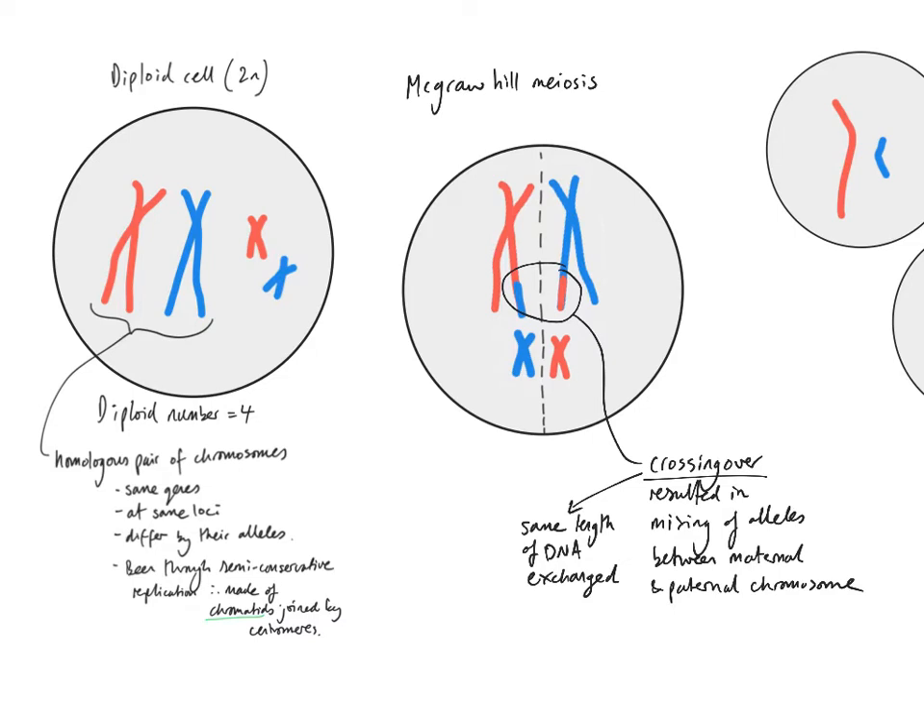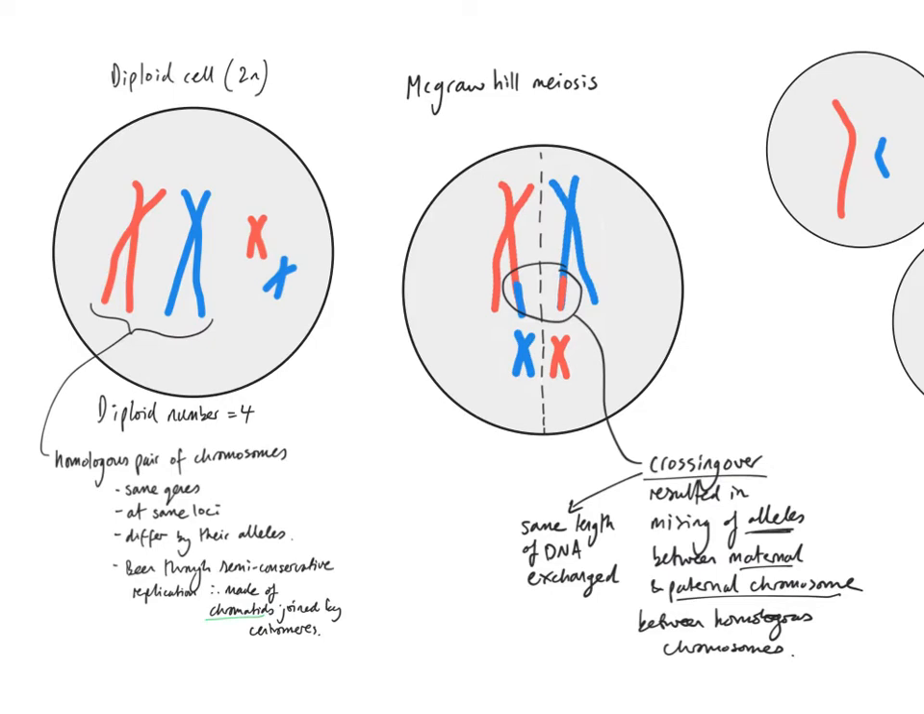Remember, the same length of DNA is exchanged between homologous chromosomes. Therefore, we're mixing alleles between maternal and paternal chromosomes. I'm just going to add on homologous pairs. In fact, it's the same between homologous chromosomes, because they can do it in error as well.